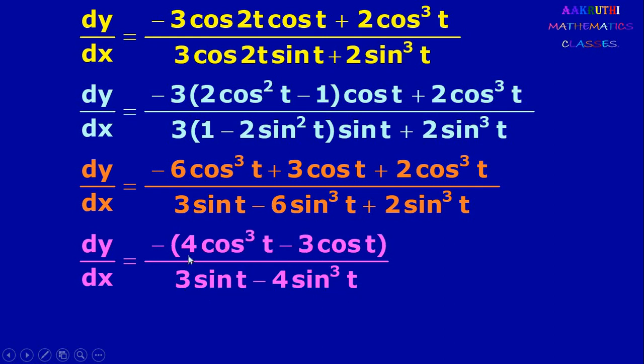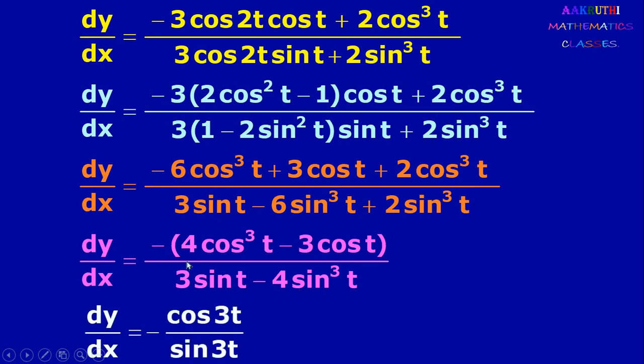So denominator is 3 sin t minus 4 sin cube t. And these are formulas. 4 cos cube t minus 3 cos t is cos 3t. And 3 sin t minus 4 sin cube t is sin 3t. So therefore we get dy by dx is minus cos 3t divided by sin 3t. And cos by sin is cot. So therefore dy by dx is minus cot 3t. Hence it is proved.